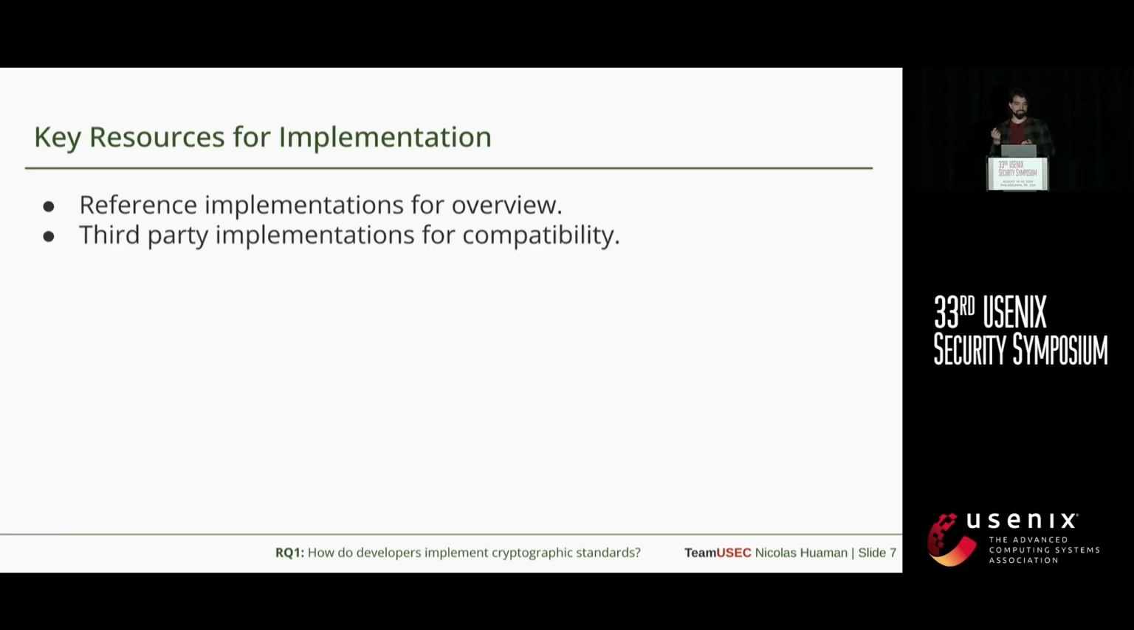The other thing they use a lot, it was actually in my example as well, is third-party implementations, because if your TLS client cannot talk to OpenSSL, you can be pretty sure that nobody will use it. Third, another thing that they use pretty frequently is test vectors in order to test and verify.